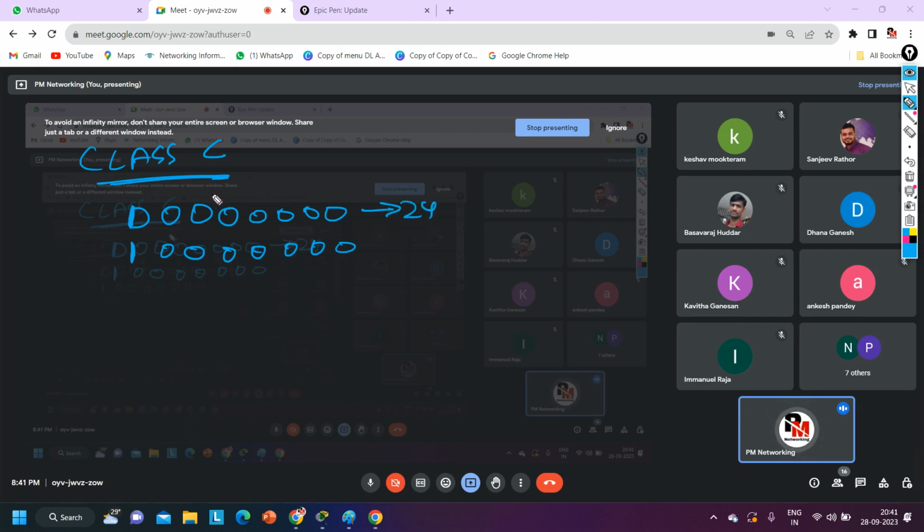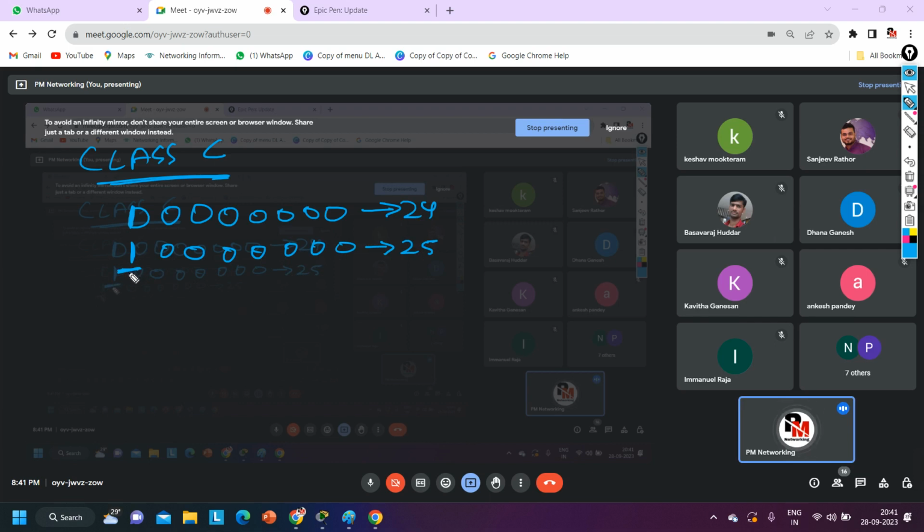In the first octet all values are 1, right? 8 bits. In the second octet all values are 1, 8 bits. In the third octet also all values are 1. For class C we have 24 bits by default. If I have borrowed 1 bit, that means my network bits are now 25. Now if my network bits are 25, see here I have borrowed this bit.